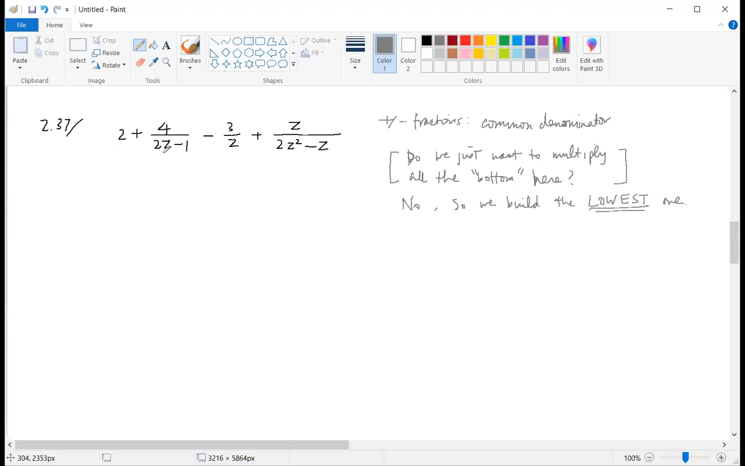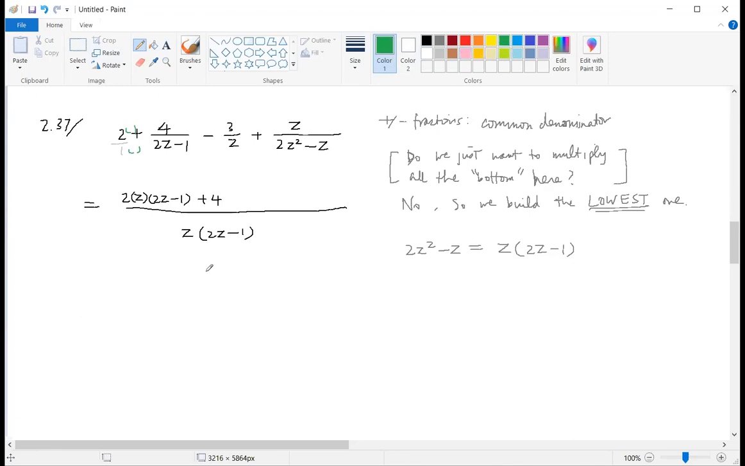Okay, so here this is over 1. 2z minus 1 is not factorable. z is not factorable. But this 2z squared minus z is factorable: it is z times 2z minus 1. So you see 2z minus 1 and z are the common denominator already. Here the bottom is 1. So bottom times whatever, top times whatever. This here should be 2 times z times 2z minus 1 plus 4.